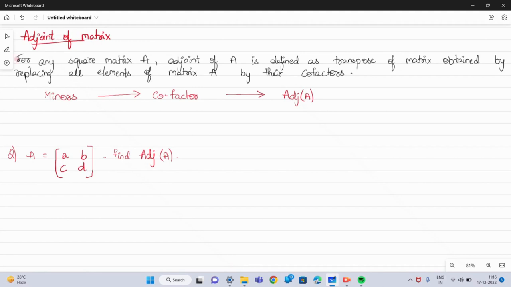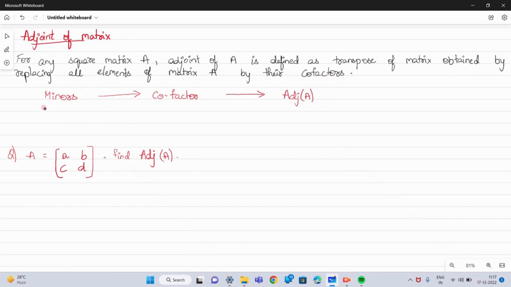Adjoint of a matrix. For any square matrix A, the adjoint of A is defined as the transpose of the matrix obtained by replacing all elements of matrix A by their cofactors. So, adjoint of A is just the transpose of the cofactors.